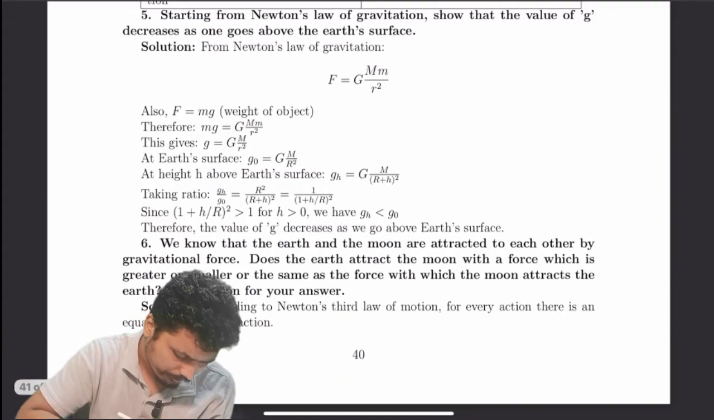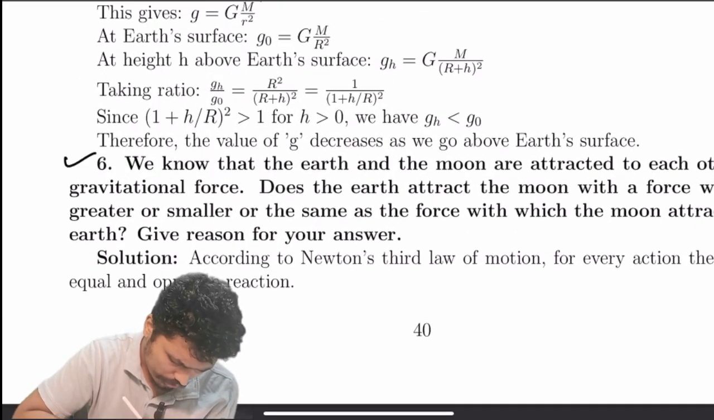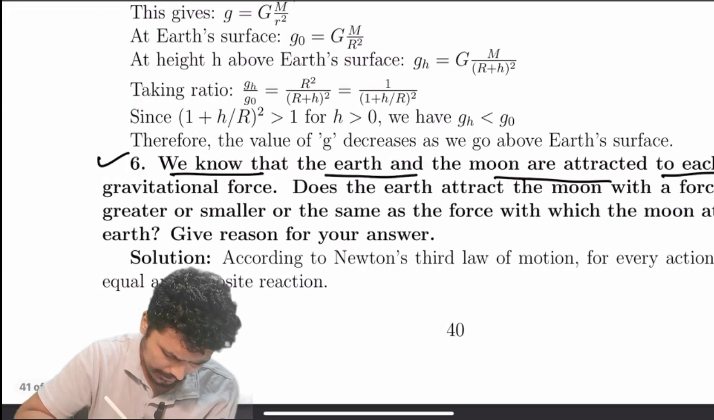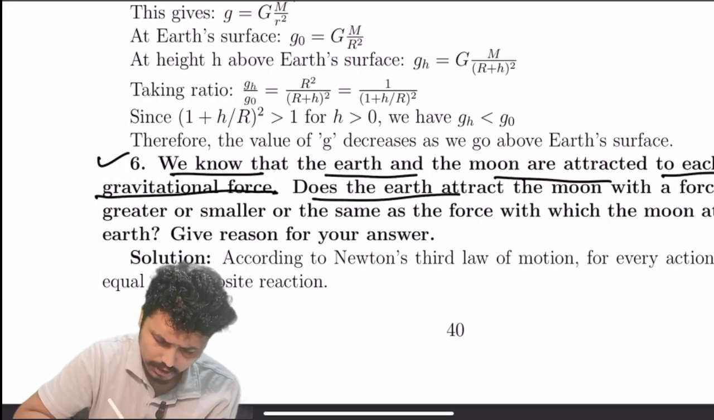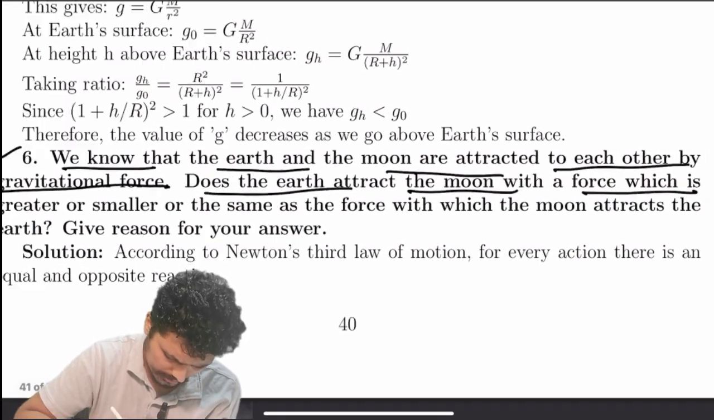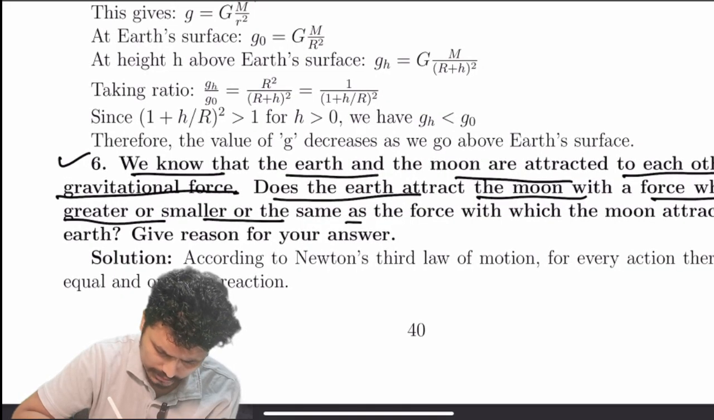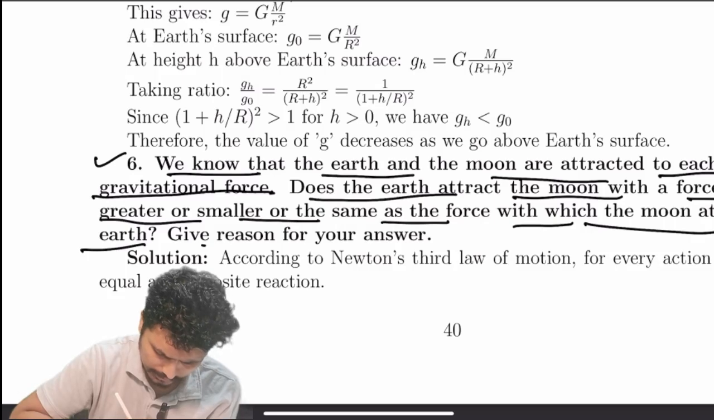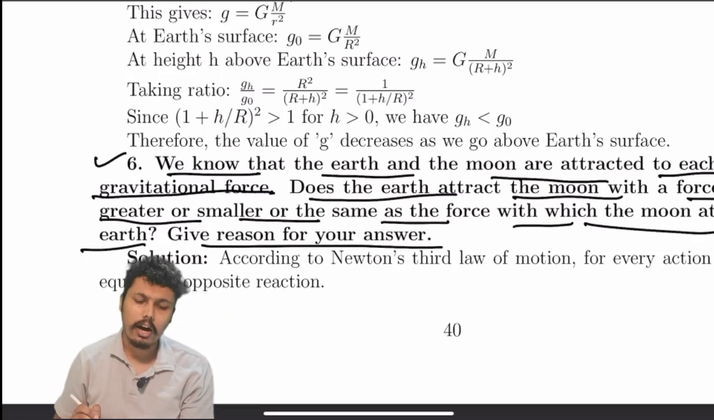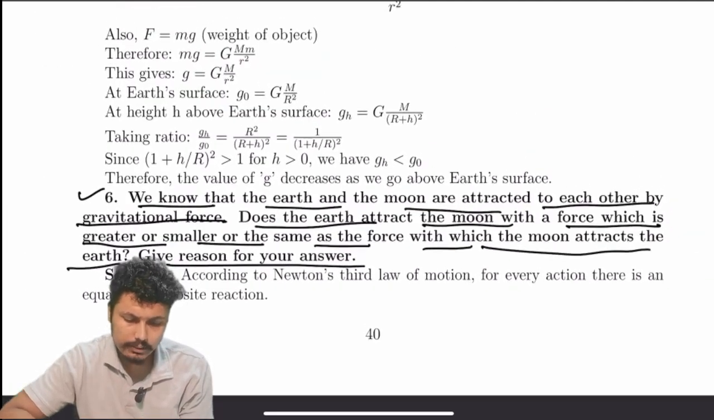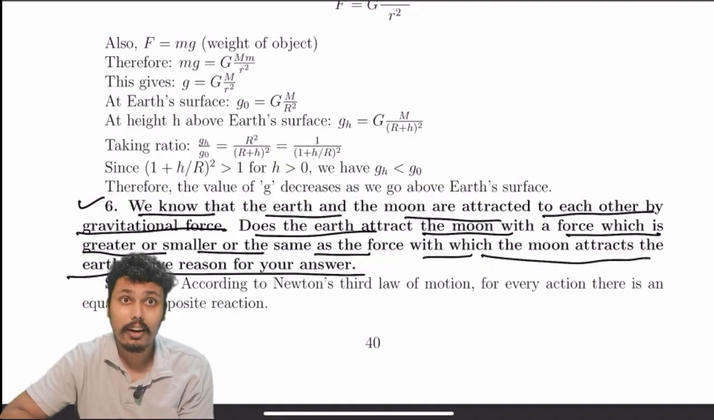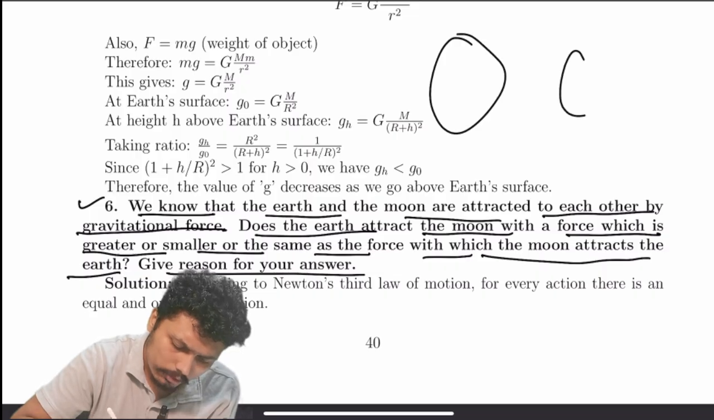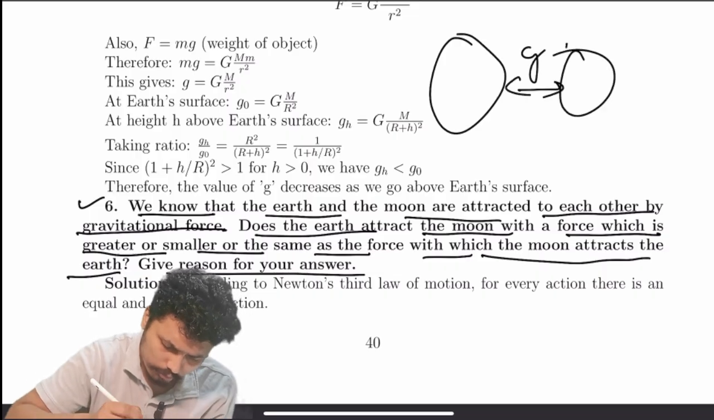Okay, let's go next. Question number 6. We know that Earth and the moon are attracted to each other by gravitational force. Does the Earth attract the moon with a force which is greater or smaller or the same as the force with which the moon attracts the Earth? Give reason for your answer.